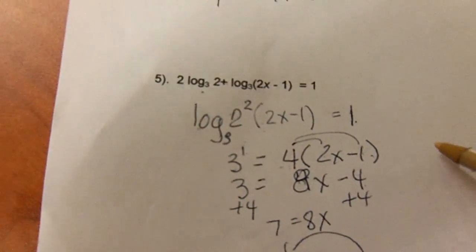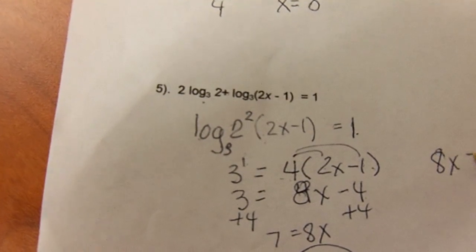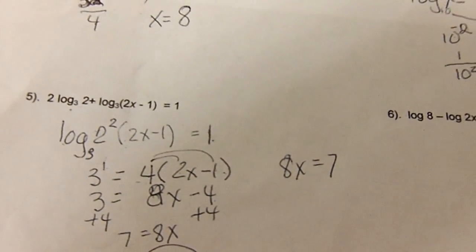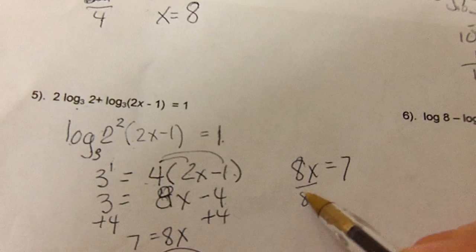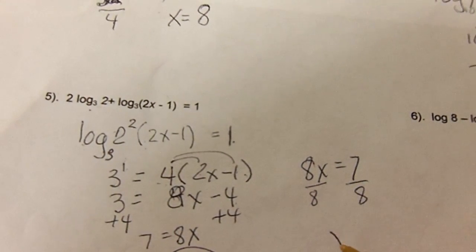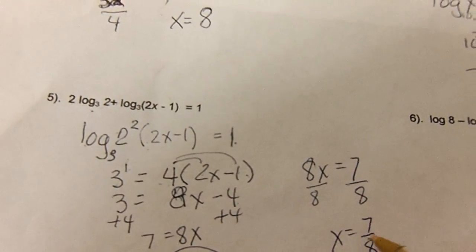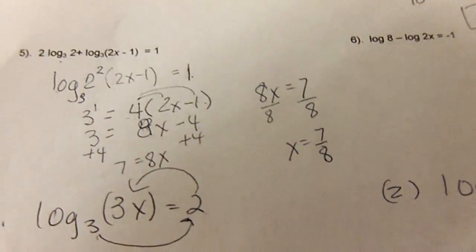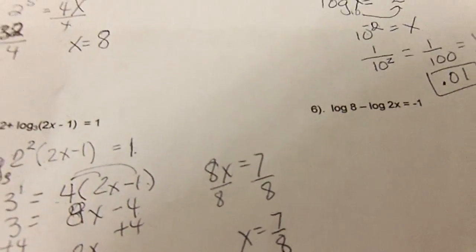And I've run out of room, so I'm going to go over here, and I've got 8x is equal to 7. And solving for x would be divide by 8. Okay, so x is equal to 7/8. And I can go ahead and leave it in that way. And that form is fine.